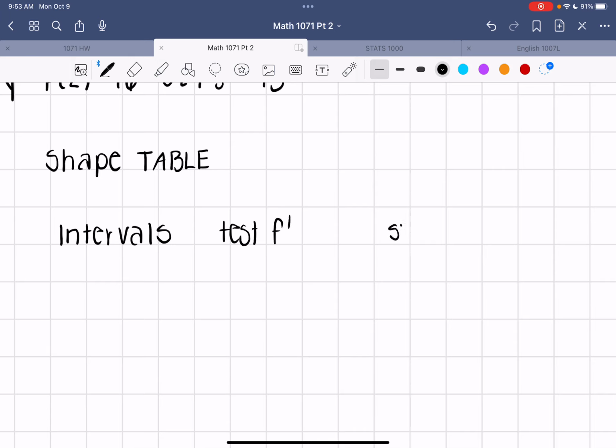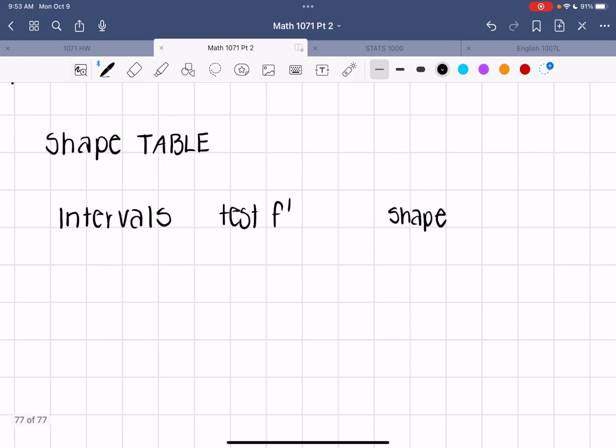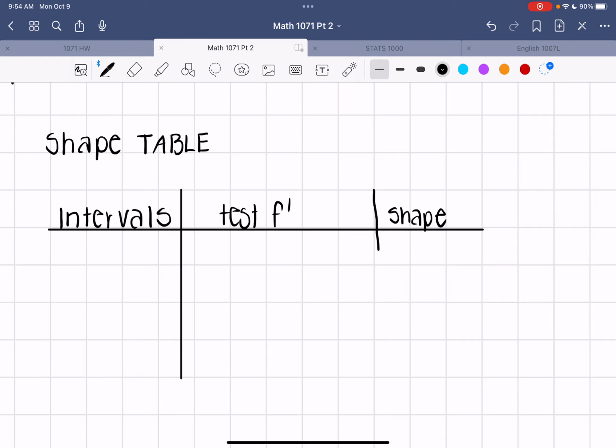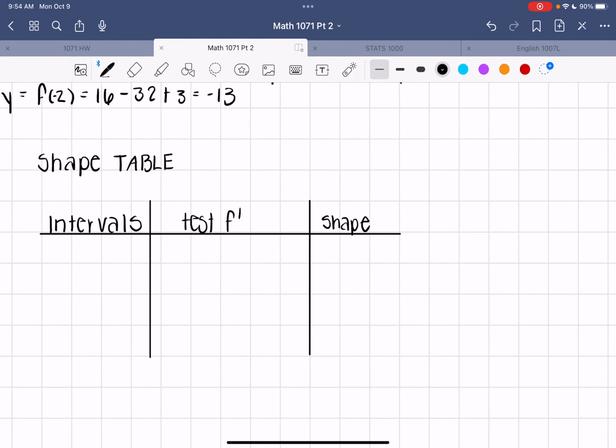So let's try negative 3. And here is where the factored form really is easier. All I care about is the sign. I don't care about the magnitude. So put in negative 3. That factor is negative. That factor is negative. That factor is negative. If I multiply 3 negative numbers together, don't I get a negative number? My shape is decreasing.